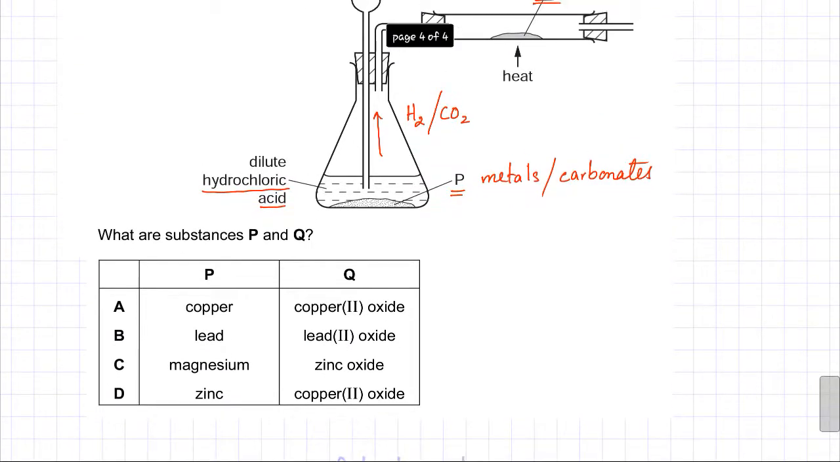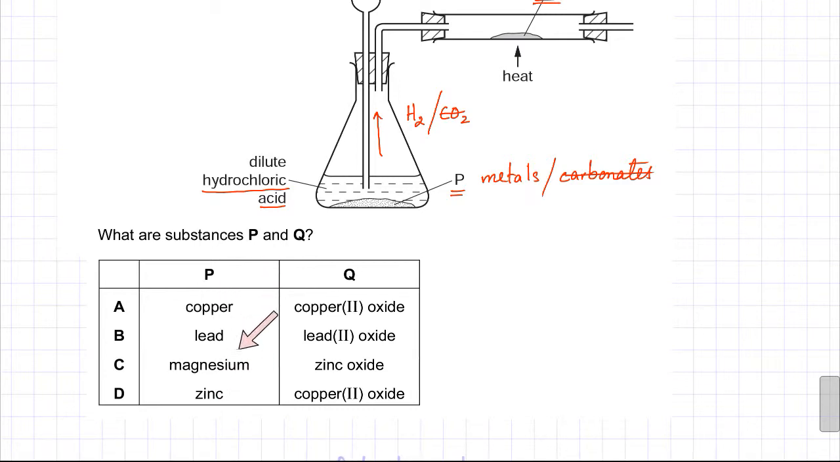For this substance P, you're only given options of metals over here, and there's copper, lead, magnesium, and zinc. There are four metals given. So we're going to rule out carbonates, and we are also going to rule out carbon dioxide gas produced, because that is not an option. So there's a metal reacting with the acid to produce hydrogen gas. So we have eliminated carbon dioxide and carbonates. We don't have an option. So you're given four metals.